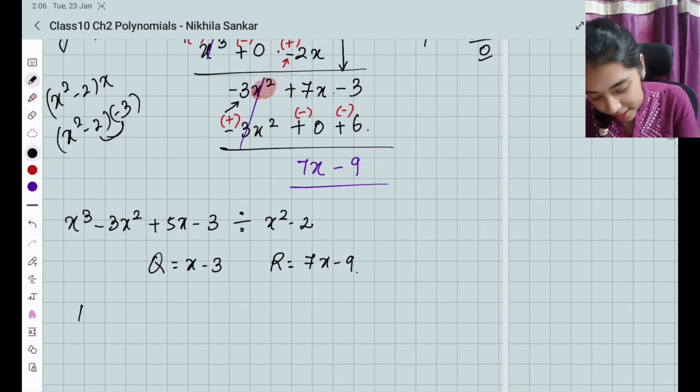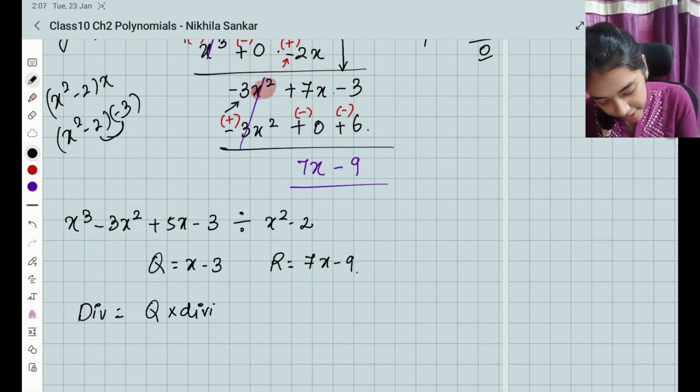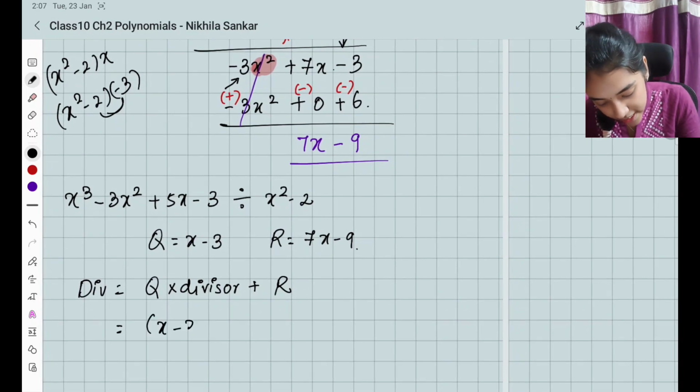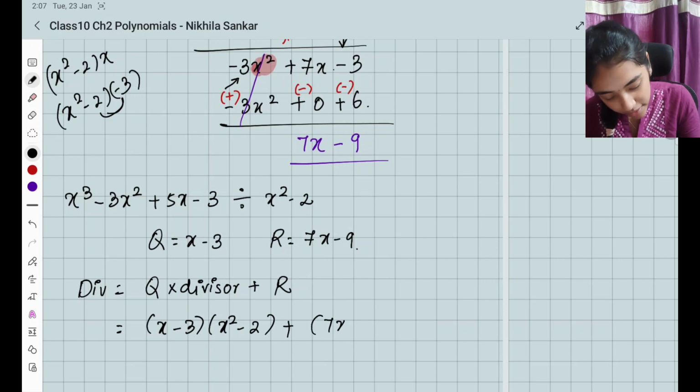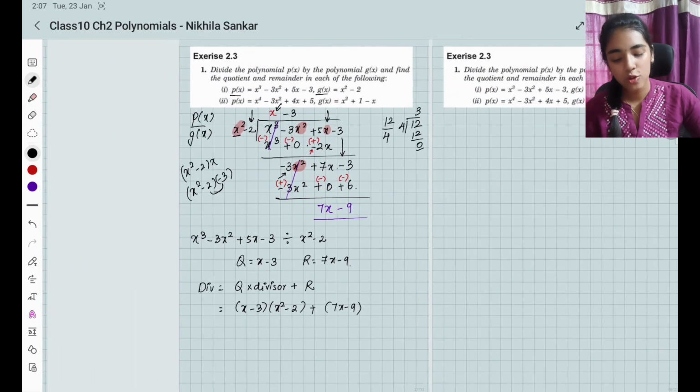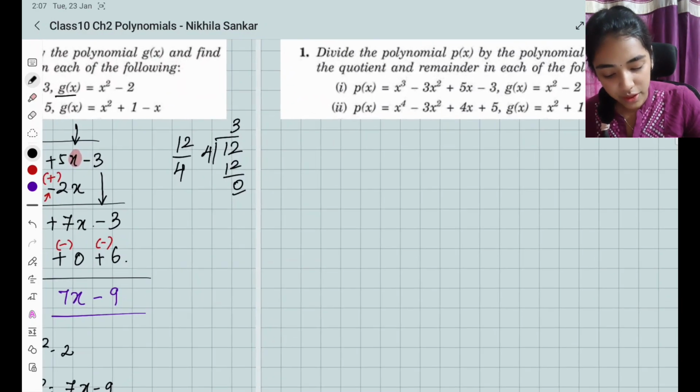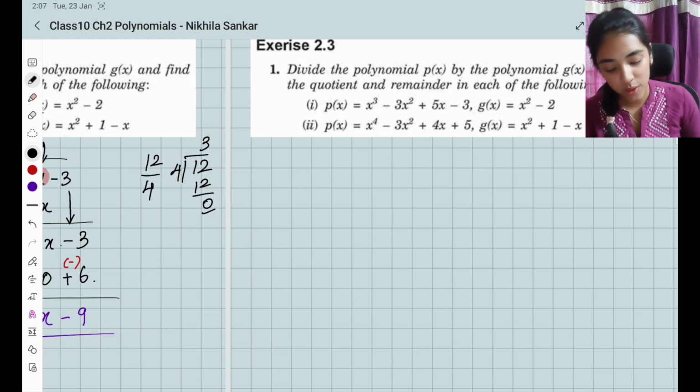So how can we write this? I can write dividend equals quotient into divisor plus remainder. Okay, can we write it this way? So dividend equals quotient, which is x minus 3, into divisor x square minus 2, plus remainder. Okay, so this is just how to split big fractions. Now if there are x cubes and so on, you should know how to split them. So that is why we are doing this. Now let's solve the second subsection. You will understand this better.